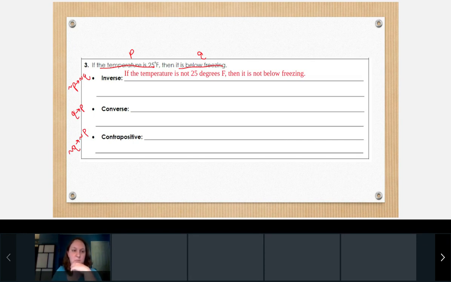All right. Our converse says switch the Q and the P. So it's still an if-then form. If, but now we're going to write what the Q was: it is below freezing. Then, and now we'll write what the P is: the temperature is 25 degrees Fahrenheit. And Nuro will not let me type those special little characters, so I just had to type out the word degrees.